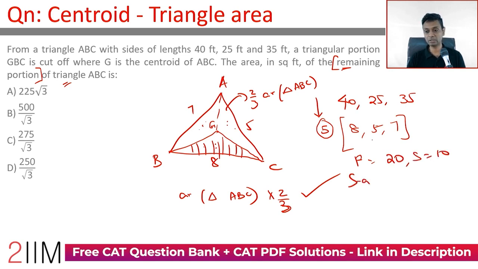S minus A, this minus the first number is 2. 10 minus 5 is 5. 10 minus 7 is 3. S minus A, S minus B, S minus C in some order. Right? So our area of triangle ABC.